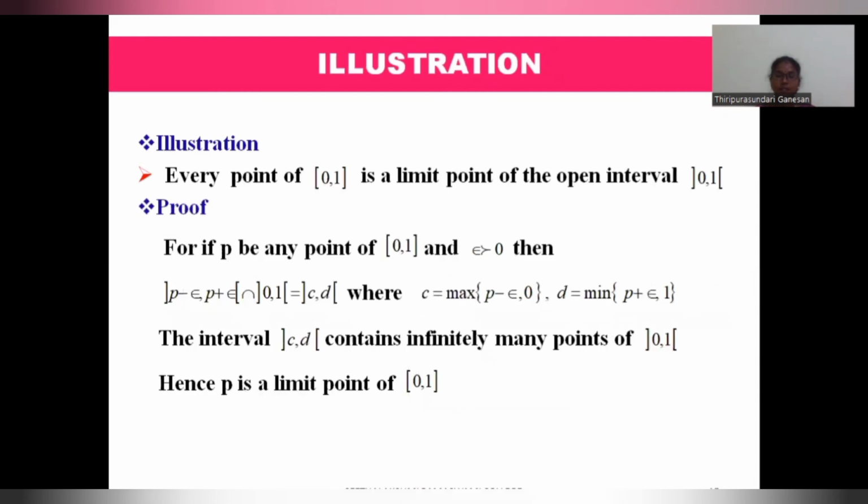The second example is every point of closed interval 0, 1 is a limit point of the open interval 0, 1. In order to prove this, choose a point P in the closed interval 0, 1 and choose epsilon greater than 0. Then the neighborhood P minus epsilon, P plus epsilon, taking intersection with the open set 0, 1, gives a new open interval C, D with the condition that C is equal to maximum of P minus epsilon, 0 and D is equal to minimum of P plus epsilon, 1. This interval C, D contains infinitely many points of the open interval 0, 1 and hence P is a limit point of the open interval 0, 1.